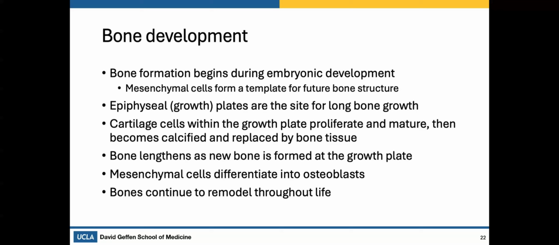Endochondral ossification process. This is where the cartilage cells within the growth plate proliferate and mature. Cartilage is calcified and then replaced by bone tissue that's produced by those osteoblasts. Then that bone lengthens as new bone is formed at the epiphyseal plate.